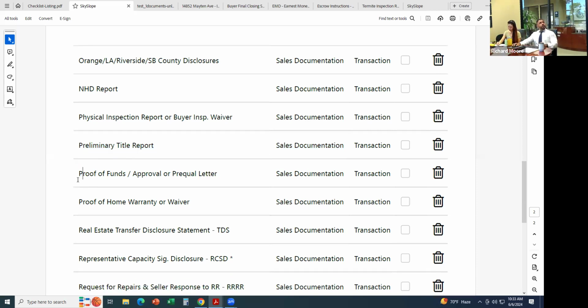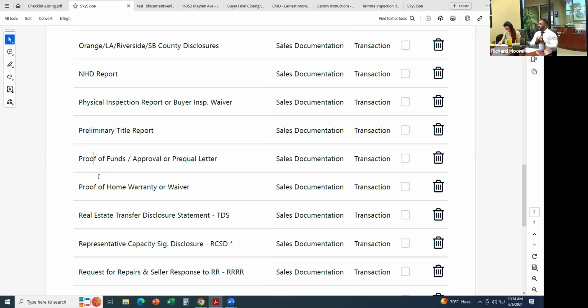Next on the list is proof of funds and approval or pre-qual letter, which I haven't seen any pre-quals in a really long time. So you need your pre-approval, right? This is gonna come from the buyer's agent, the buyer side. So if you're representing a buyer, you're already gonna have this, right? Because you submitted your offer with your proof of funds and your pre-approval letter. So since you already have this, upload it.